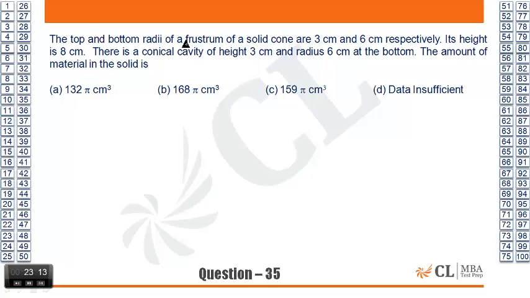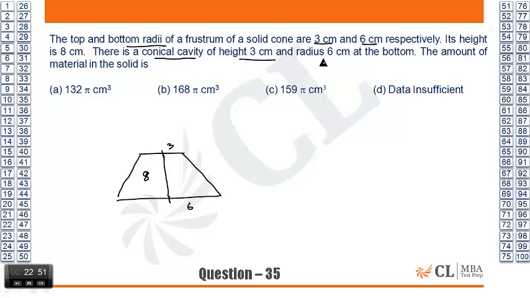The top and bottom radius of a frustum of a solid cone. It's like this, no? Frustum of a solid cone. Top and bottom radii 3 centimeter and 6 centimeter. So this is 3 centimeter, this is 6 centimeter. Its height is 8 centimeter. A conical cavity of height 3 centimeter, radius 6 centimeter at the bottom. Conical cavity, which means there is a cone. Radius, there's a cavity here. This is 3 centimeter. The amount of material in the solid.